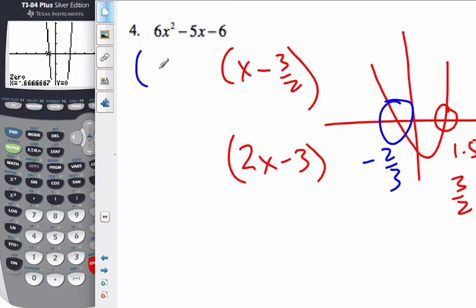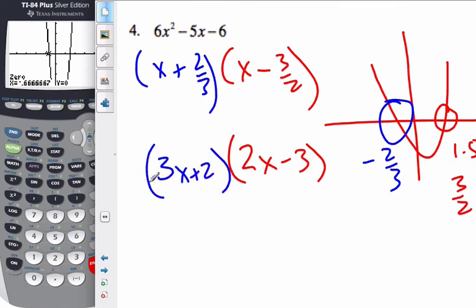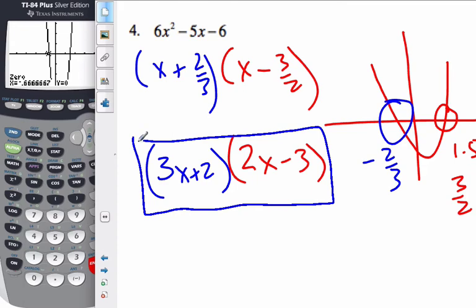And so this factor is x plus, remember I changed the sign, 2/3. Change it to integers by multiplying by 3, and I get 3x plus 2. And so here are my factors, and that's graphically.